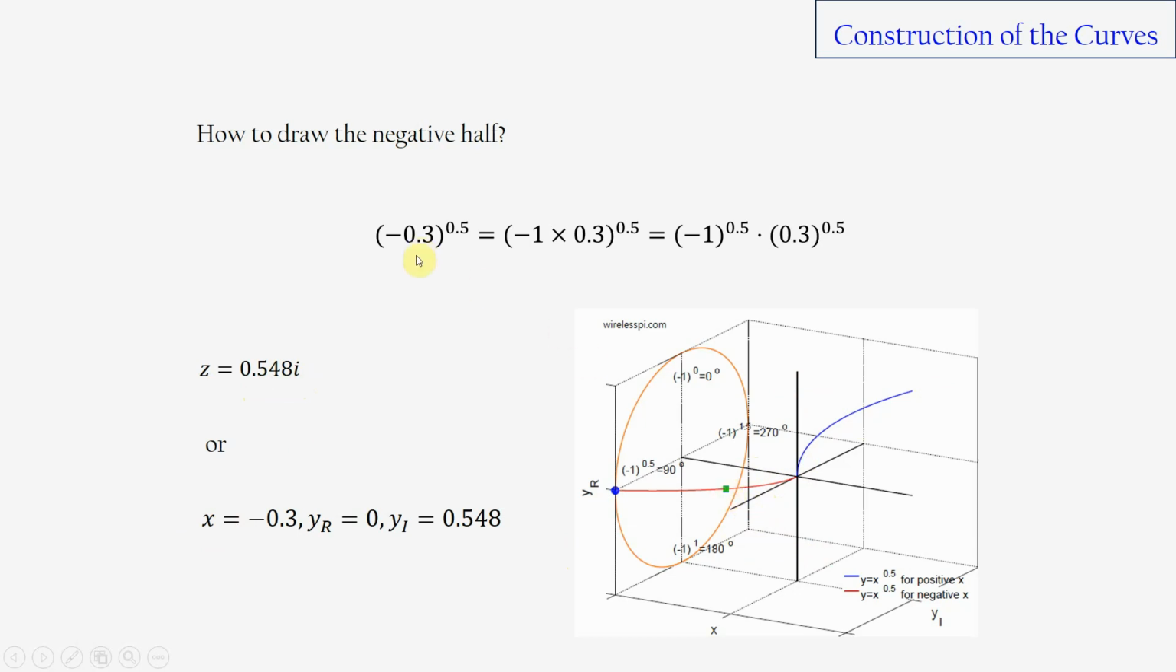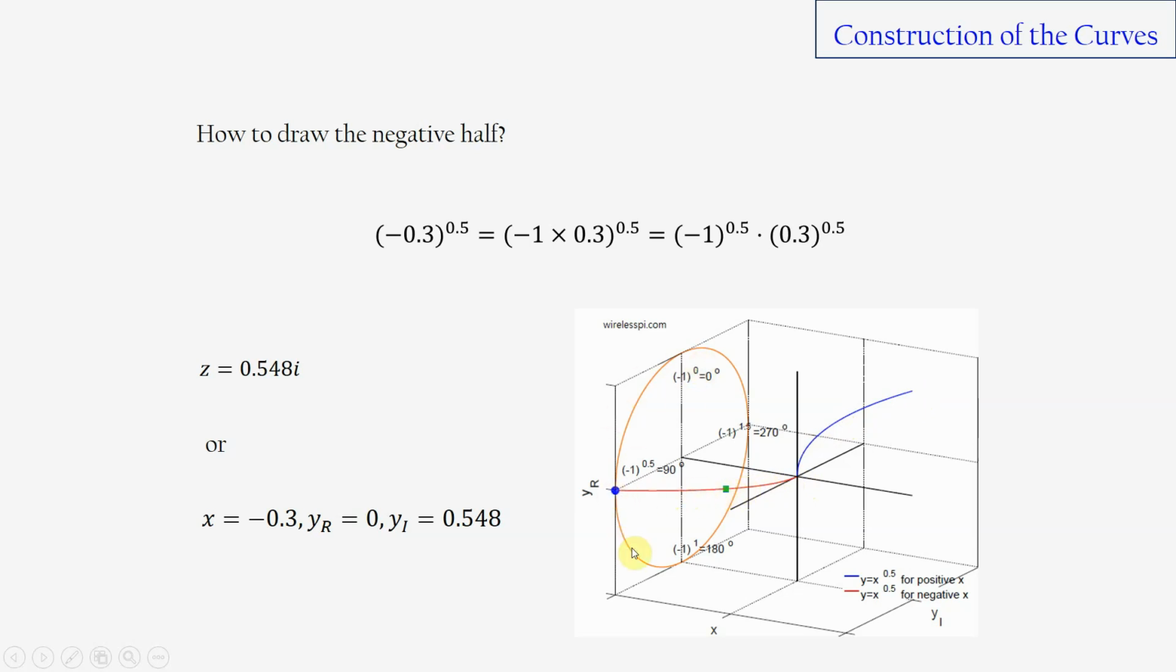Repeating the same procedure for many other negative values of x gives us the negative half of y equals root x, which is given by this red line. Now the complete graph is given by the blue line for the positive x values and the red curve for the negative x values.